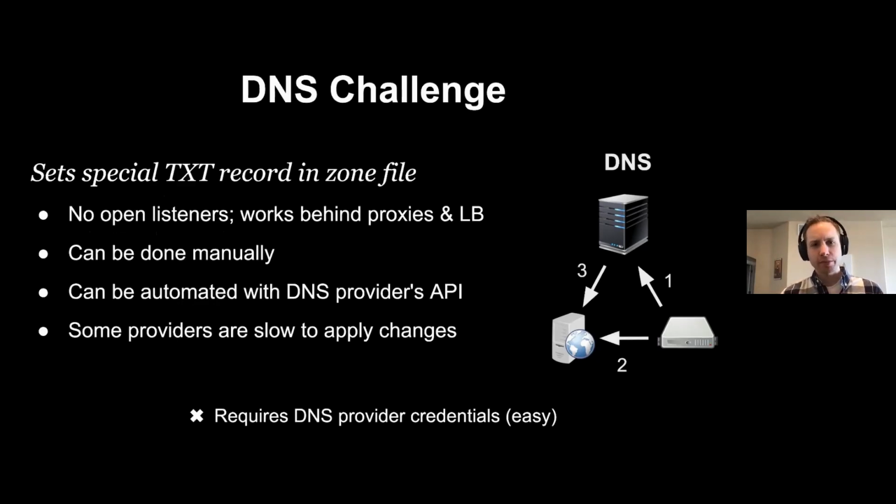Now, the last challenge type is nice if you are not able to expose any ports publicly, or if you need to, in Let's Encrypt's case, get a wildcard certificate. The DNS challenge basically sets a particular record in your zone file, and then the ACME server will just validate that that record is a certain value. So this is nice because you don't need to open any ports. You can do this manually if you needed to. You can often automate this though. In fact, most of the time it's automated because most DNS providers have an API.